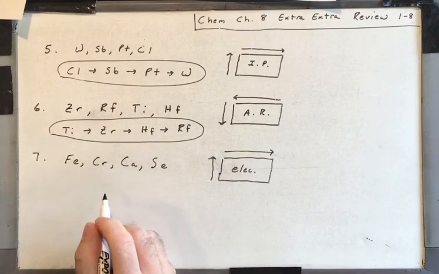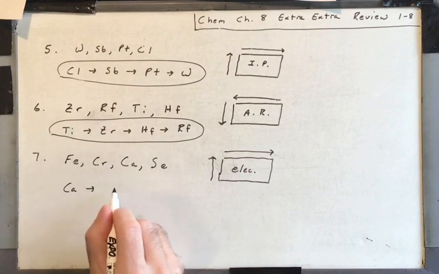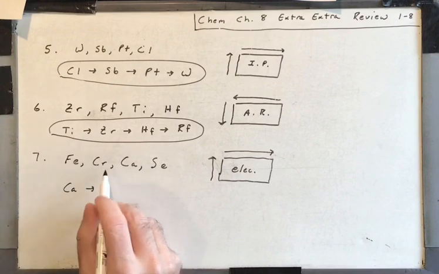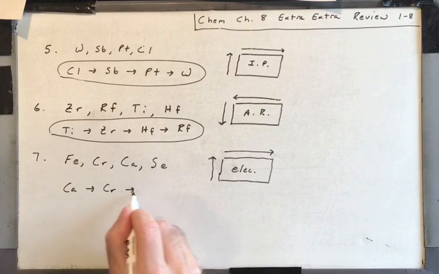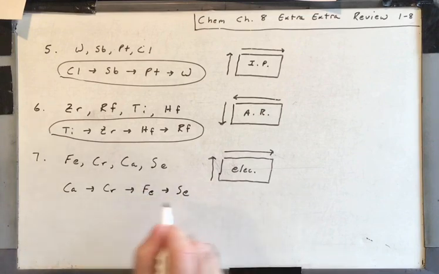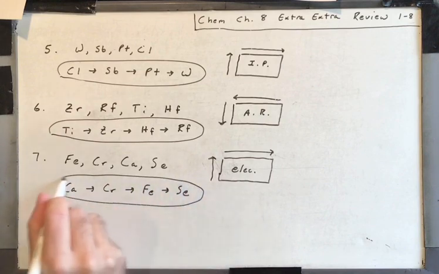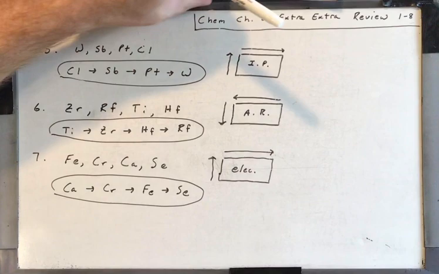So the least would be the furthest to the left, and that is going to be calcium. The next one to the left is, of those, let's see, it's going to be chromium, then iron, and then the most would be selenium. So selenium's grabbing electrons a whole lot harder than calcium.